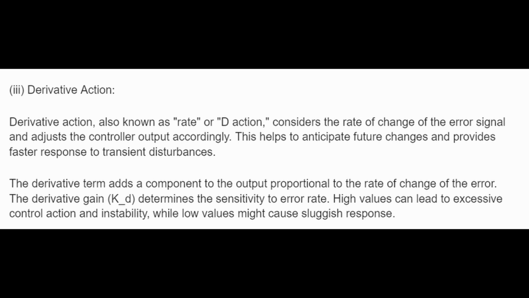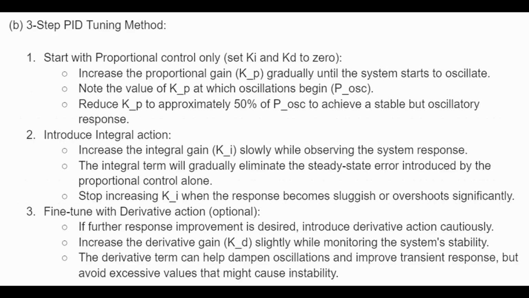signal and adjusts the controller output accordingly. This helps to anticipate future changes and provides faster response to transient disturbances. The derivative term adds a component to the output proportional to the rate of change of the error. The derivative gain, Kd, determines the sensitivity to error rate. High values can lead to excessive control action and instability, while low values might cause sluggish response.